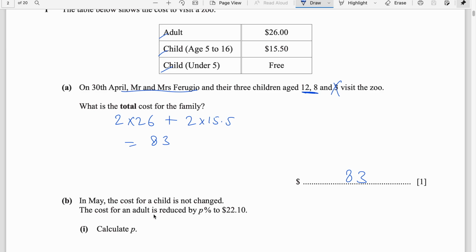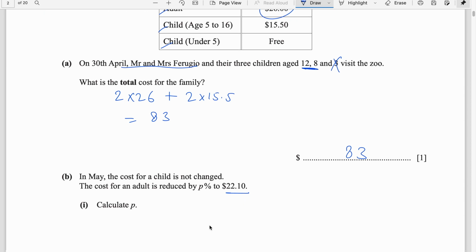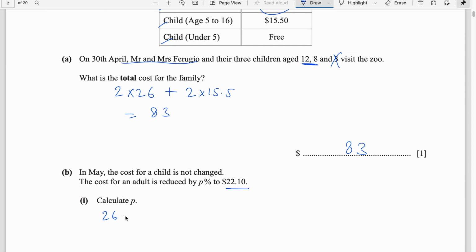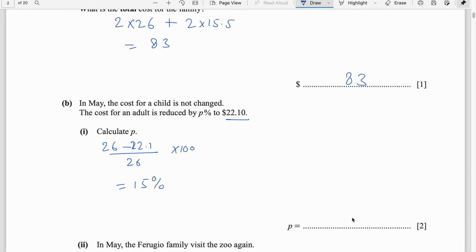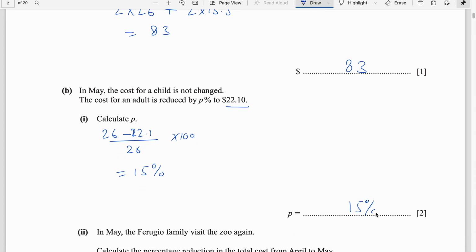In May, the cost of the child is not changed. The cost of an adult reduced by P% to 22.1. So calculate P. It was 26, now it is 22.1. So 26 minus 22.1 divided by 26 times 100, and it reduced by 15%.